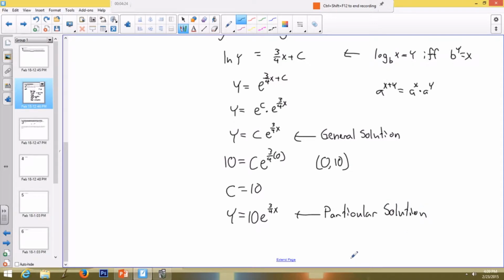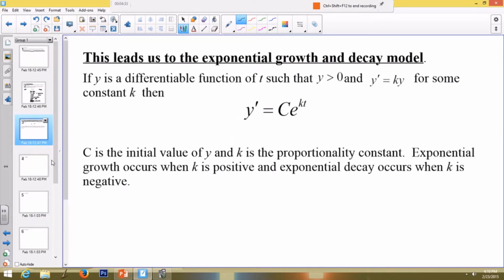Because there are no variables other than the independent variable and the dependent variable, there is our solution. Now what that brings us to is the exponential growth and decay model. So if y is a differentiable function of t such that y is greater than 0, then the derivative of y is equal to ky, and y equals c e to the kt for some constant k. c is the initial value of y, and k is the proportionality constant.